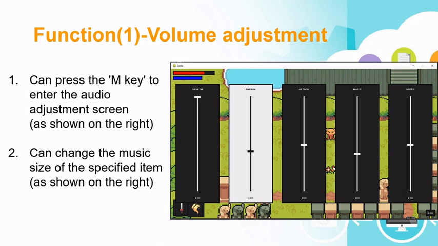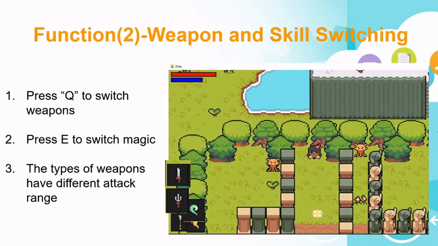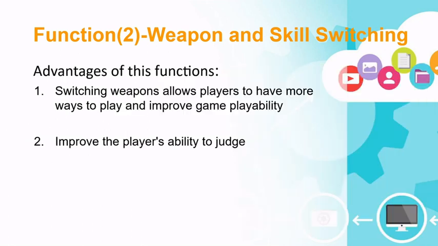Regarding function 2, weapons and skills switching, players can press a key to switch weapons and press another to switch the magic. The types of weapons have different attack ranges. The benefits of this function are that, first, ranged weapons allow players to have more ways to play and improve the game's playability. Second, it improves the player's ability to judge.